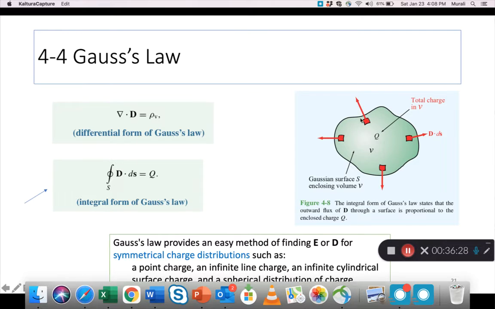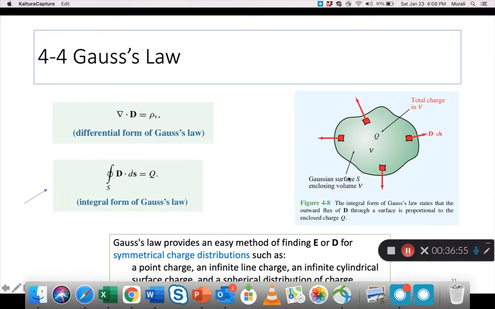Okay, so here's a nice graphic from our textbook. It shows you that there is Q and that there is a surface or a volume. Actually this is a Gaussian surface enclosing the volume. So remember the difference, right? There's both S and V that we are talking about. So there is a volume and then there's a surface around that volume.